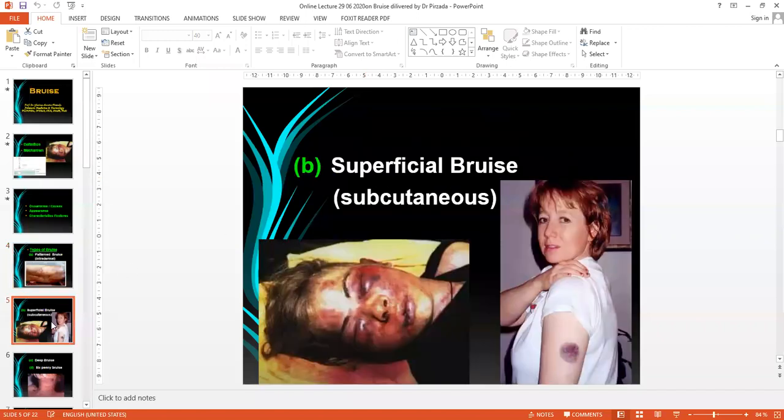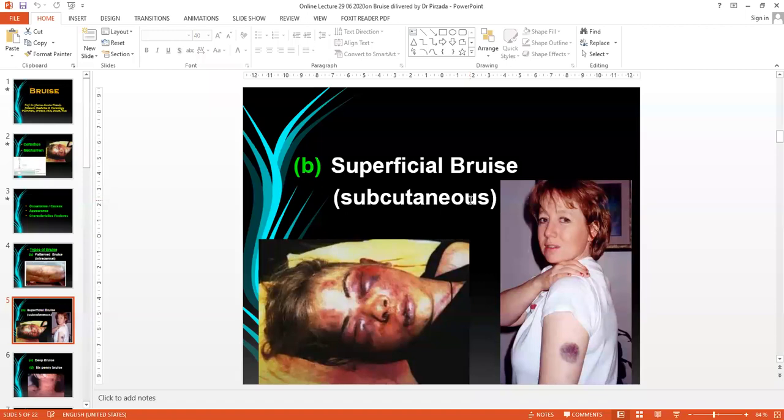Then you see the second type is the superficial bruise. Superficial bruise is also called the subcutaneous bruise. I talked about how a bruise is produced in layers, starting from the dermis, the subcutaneous tissue, deep to the muscle, and then involving the viscera. So the second type of bruise is the superficial bruise. We can call it the subcutaneous bruise.